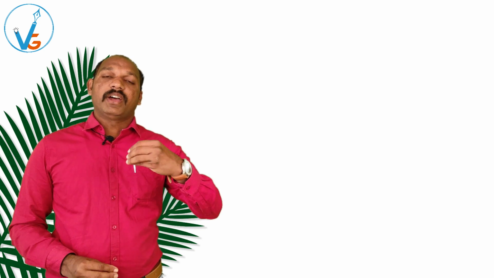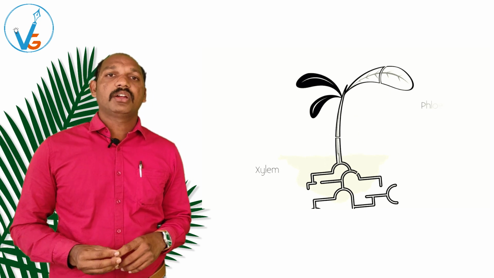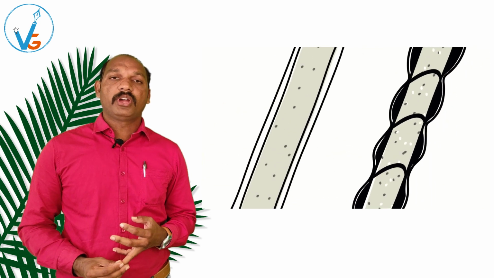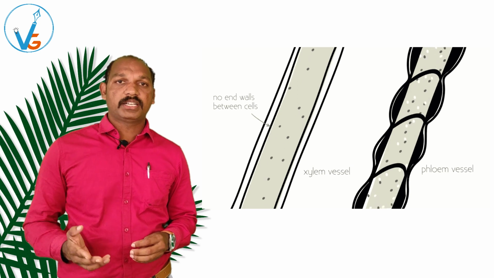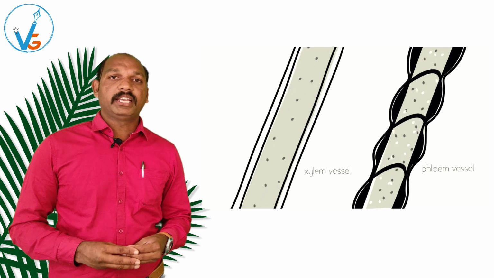And the next tissue, the fourth tissue, that is vascular tissue. The vascular tissue is the tissue that is helpful in transportation, and the vascular tissue is of two types, that is xylem and phloem. The xylem conducts the water from root to the shoot system, and the phloem conducts the food materials from the photosynthetic part to the other parts of the plant. The xylem and phloem combined we call vascular bundles.